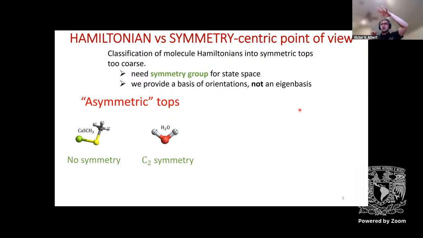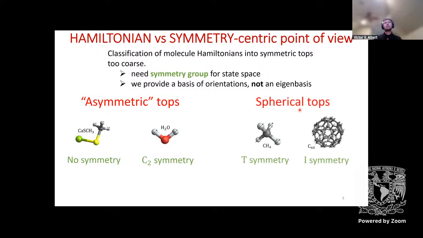But the classification into tops of the Hamiltonians is not directly related, or is not directly guiding the classification into different configurations. So, for example, what are called asymmetric tops, even though this is a classification of Hamiltonians, people often call the molecules that the Hamiltonians are describing by the names of these tops. So, for example, water is an asymmetric top, but water has a symmetry because you can rotate around the z-axis and permute the 2 hydrogens and have the molecule be invariant under that. So it's an asymmetric top with a symmetry.